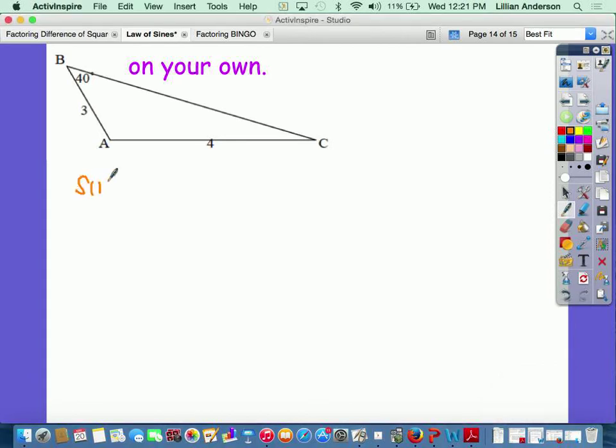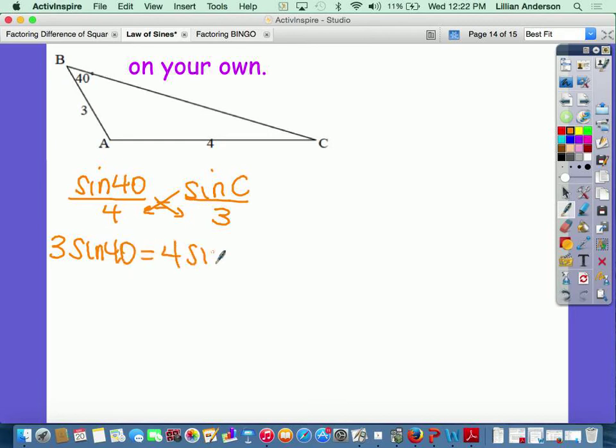So you have sine 40 over 4 equals sine C over 3. So I'm looking for angle C. I cross multiply. And since I'm looking for an angle, that means I have to use the what? Sine negative 1, the inverse. I have to first divide by 4 though, to get it by itself. And then I take the inverse.